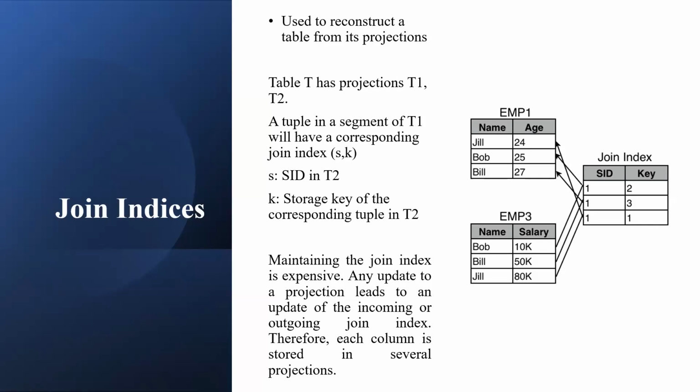Consider a table T which has two projections, T1 and T2. A tuple in the segment T1 will have a corresponding join index called SK, where S denotes the segment ID, SID, in the projection T2, and K represents the storage key of the corresponding tuple in T2. Maintaining the join index is expensive since any update to the projection leads to an update of incoming or outgoing join indexes. Hence each column is stored in several projections.